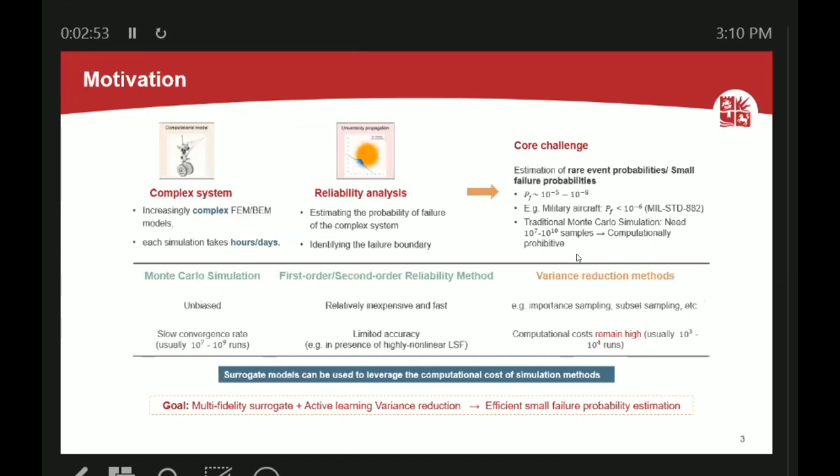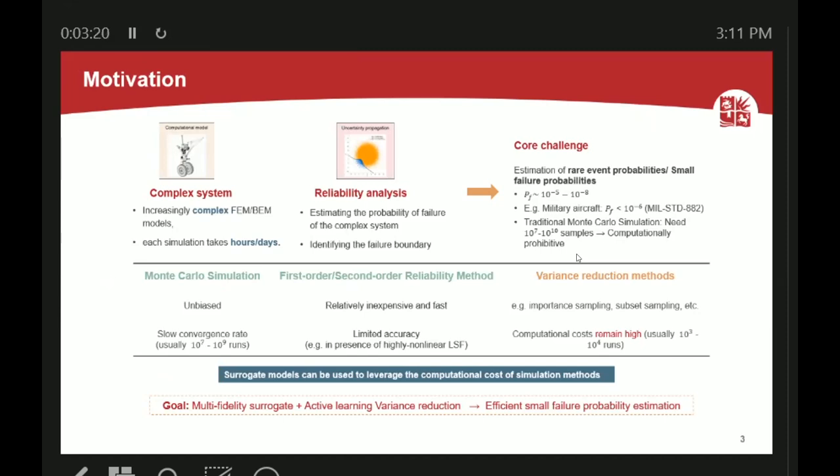Obviously, we cannot do this multiple times, especially when we have FE models and probably very complicated geometries. Especially if we're looking at very small failure probabilities. For example, military aircraft require 10 to the minus 6 for failure probabilities. That means we need 100 million FE simulations, which is impractical to do.